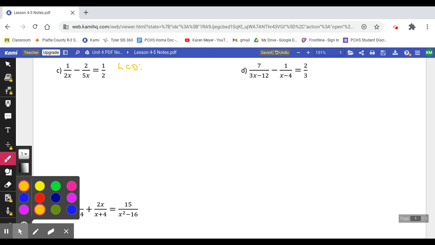So on C, there's no plus or minuses in the denominator, so I can piece this out. So I've got 2, 5, and 2. Well, 2, 5, and 2 all go into 10. And then remember, you go with the highest exponent, and the highest exponent is just x to the first. So my least common denominator is 10x.